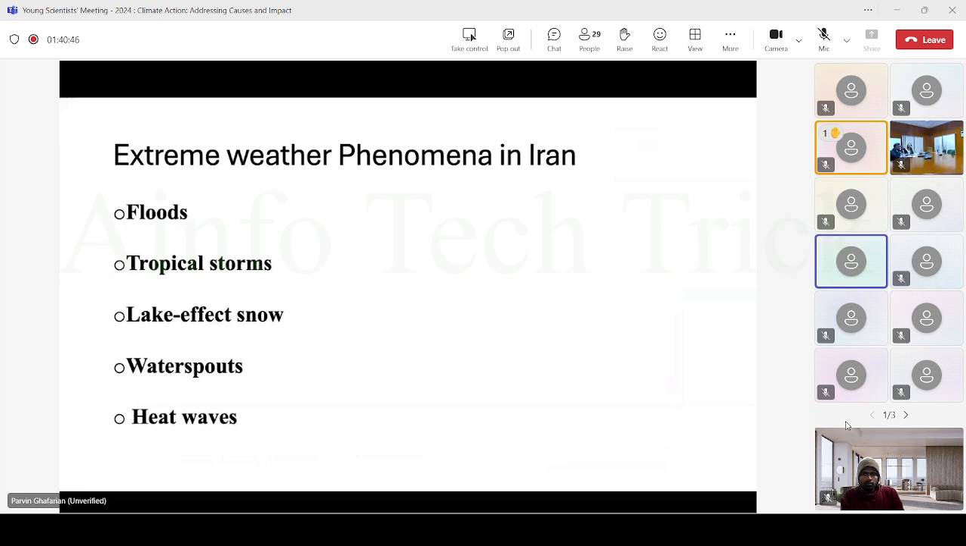Many hazardous weather phenomena occur in Iran. For example, floods happen in almost all regions of Iran. Several tropical storms have reached the Iranian coast of the Makran area in the last 20 years, which is unprecedented. Examples include Cyclone Gonu, Cyclone Phet, and Shaheen.